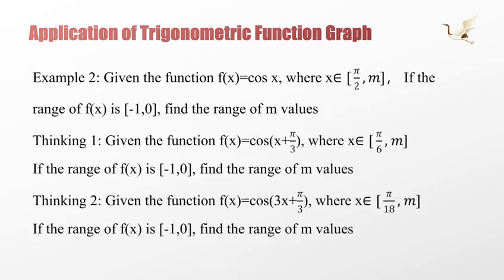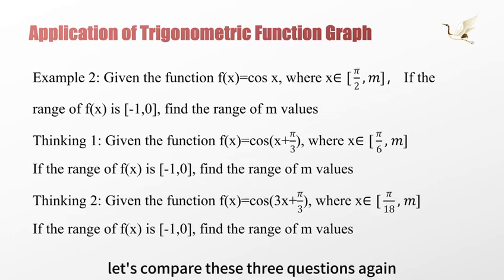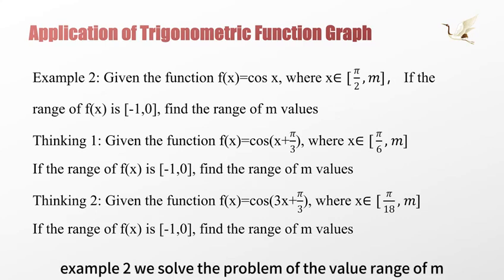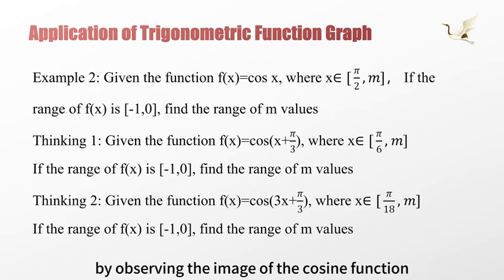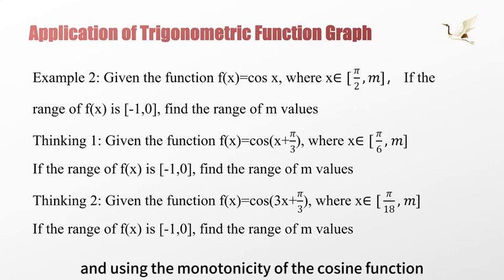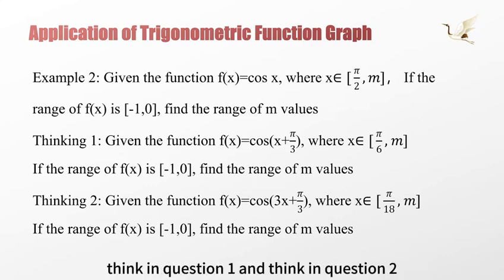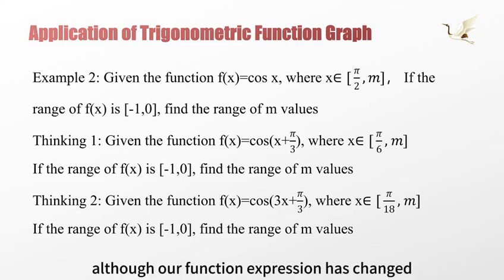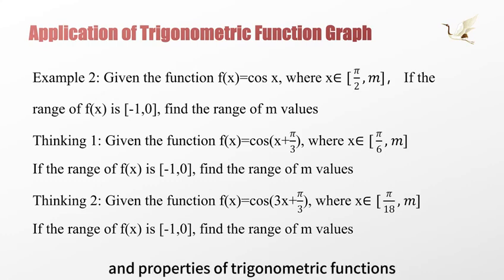Let's compare these three questions again. In example 2, we solved the problem of the value range of m by observing the image of the cosine function and using its monotonicity. In thinking questions 1 and 2, although our function expression has changed, we can convert both to the case of example 2, and then find the value range of m. We now use the image and properties of trigonometric functions to solve the problem of value range.